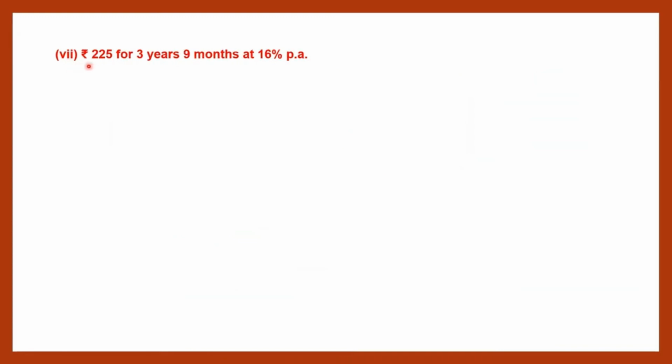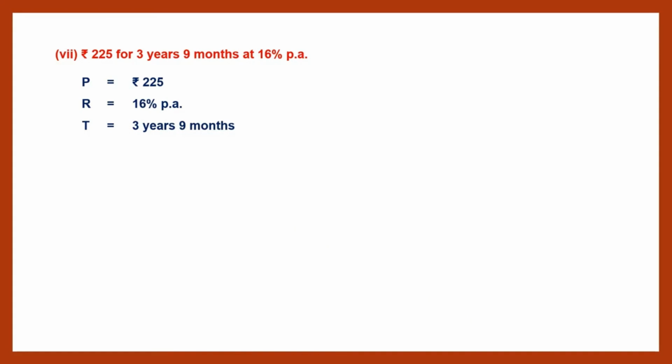Question 7. Here we have the principal, then we have the time, and we have the rate of interest per annum. Let's be careful here. So principal is given to us as 225 rupees. The rate of interest is 16% per annum. Now the time given to us is 3 years and 9 months. Remember, time is according to the rate of interest and the rate of interest is per annum. That means we have to convert time to years. 3 years and 9 months should all be converted to years.